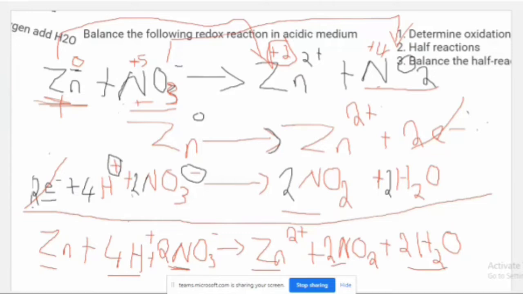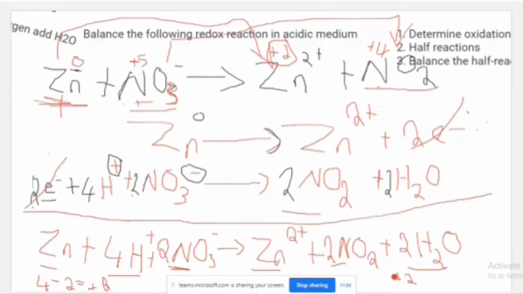You also have to check charge. On the reactant side, we have 4 minus 2, which gives you 2 plus. So the overall charge this side is 2 plus. What about on the product side? The overall charge is also 2 plus. So this equation is balanced. This is how you balance redox reactions in acidic media.